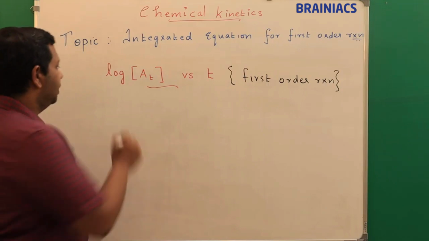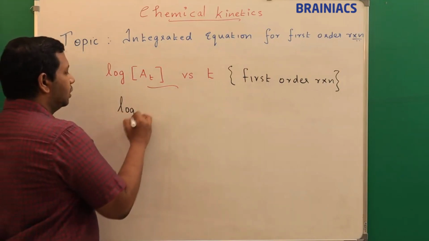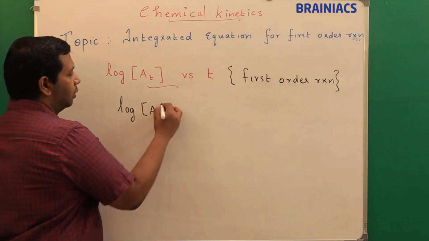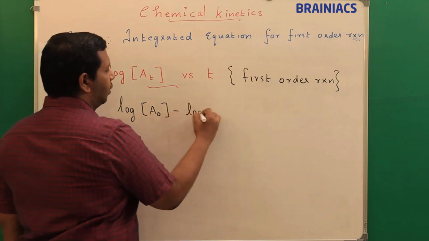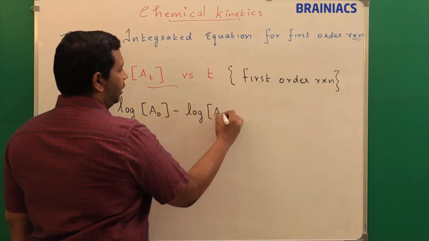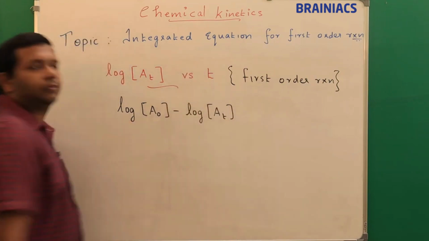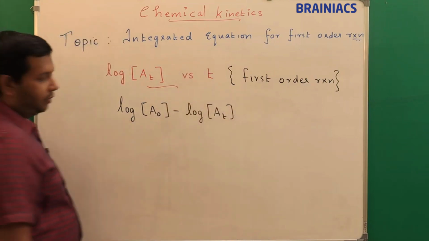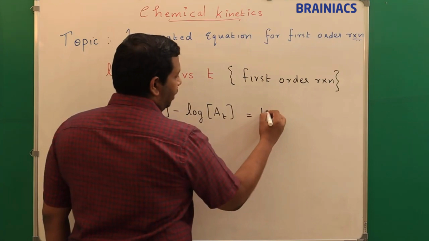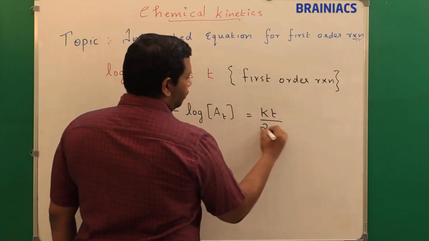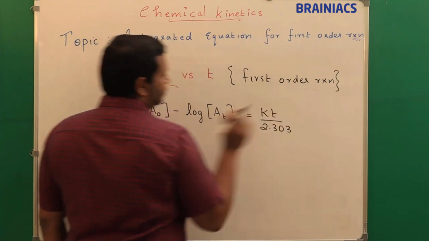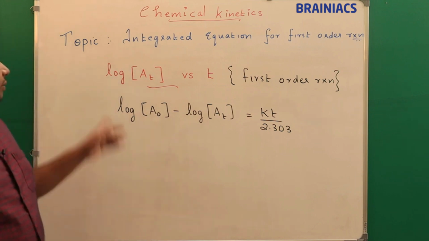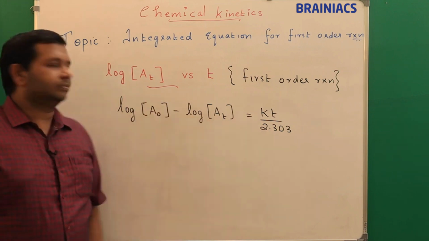We have learned that the equation was log a of 0 minus log a of t is equal to k into t by 2.303. I hope you remember. I have taken 2.303 over here. Correct?